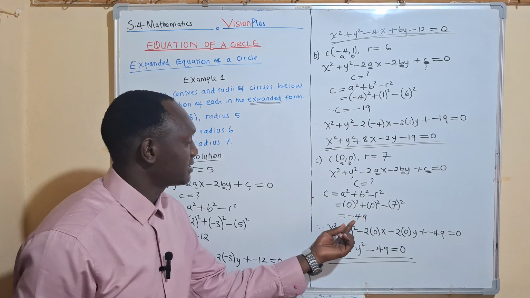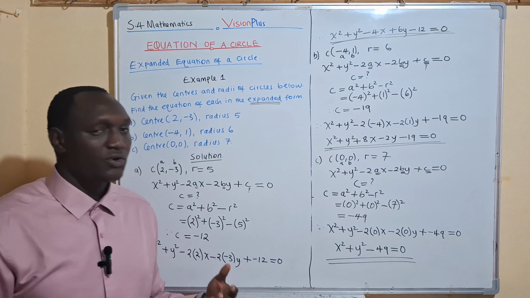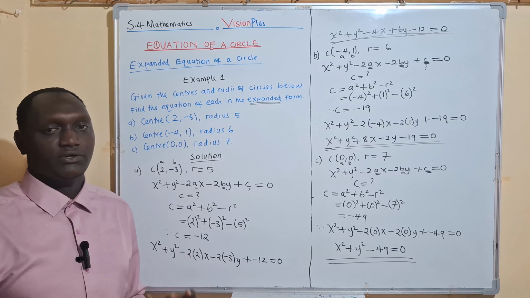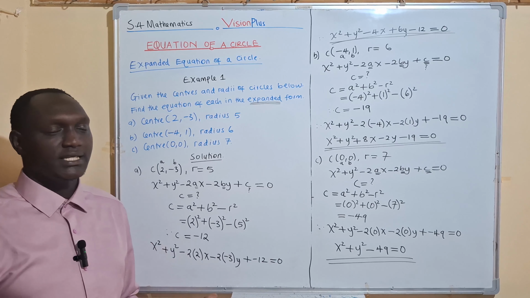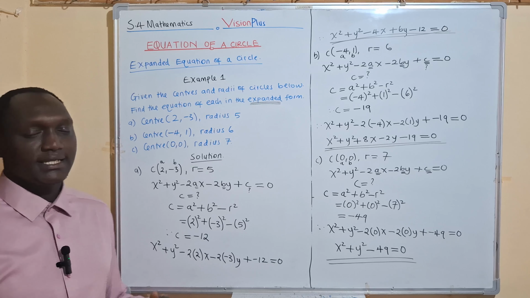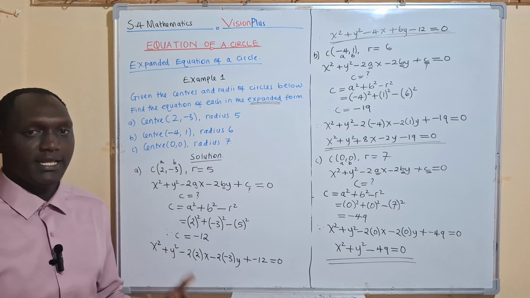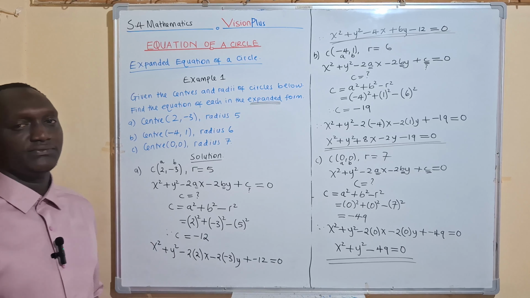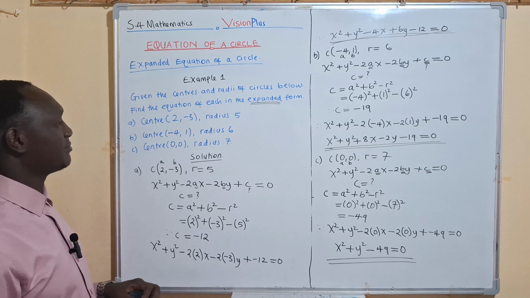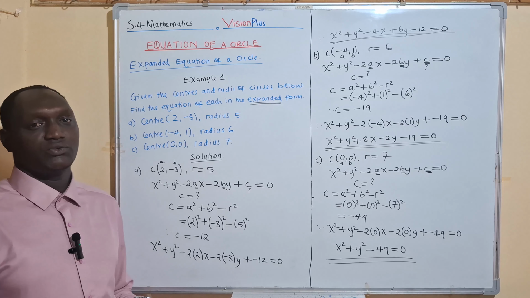People might say that, is it always that the value of C is negative? No, it is not a must that the value of C is negative. But in the three cases we have seen, it is giving us negative, but it can be negative or positive, as we shall see in the coming examples. This is just example 1. So that is the solution to example 1.